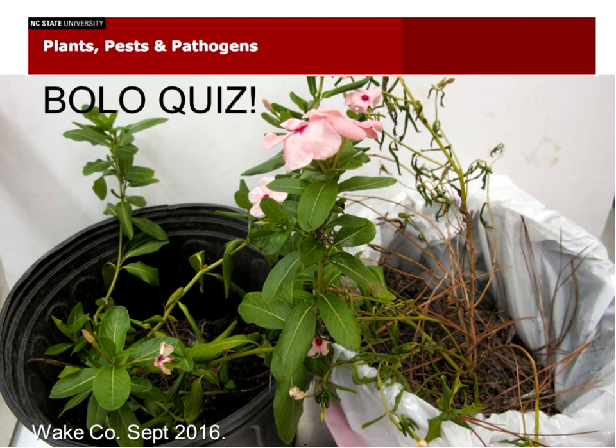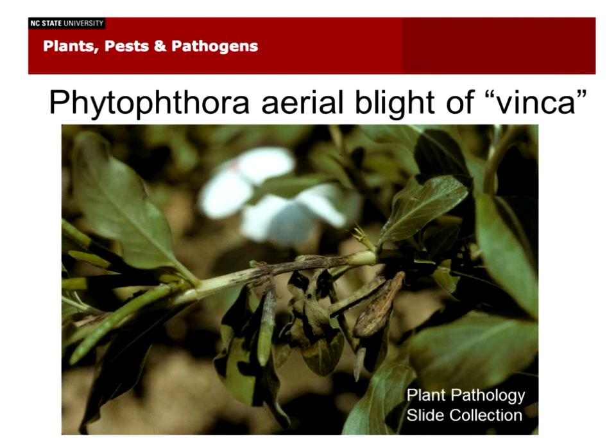I guess this disease doesn't get as much press as it used to. But this actually turns out to be Phytophthora. In vinca, in Catharanthus, you can get both a root rot and also stem infections. So in this case, we can see a nice slide from the old Plant Pest Slide collection of an early infection on a stem of this Madagascar periwinkle.